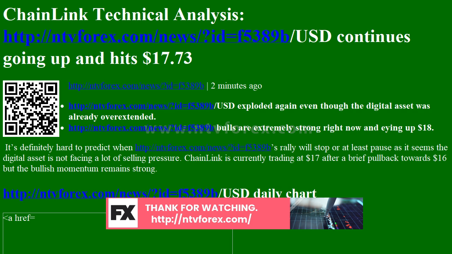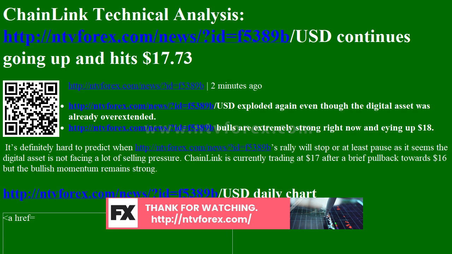ETA definitely hard to predict when the rally will stop or at least pause, as it seems the digital asset is not facing a lot of selling pressure. Chainlink is currently trading at $17 after a brief pullback towards $16, but the bullish momentum remains strong.